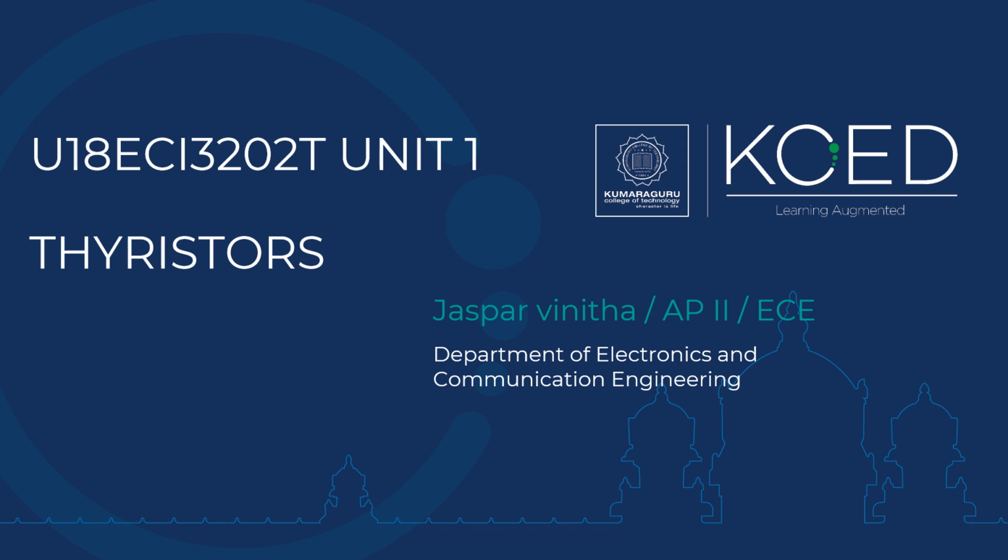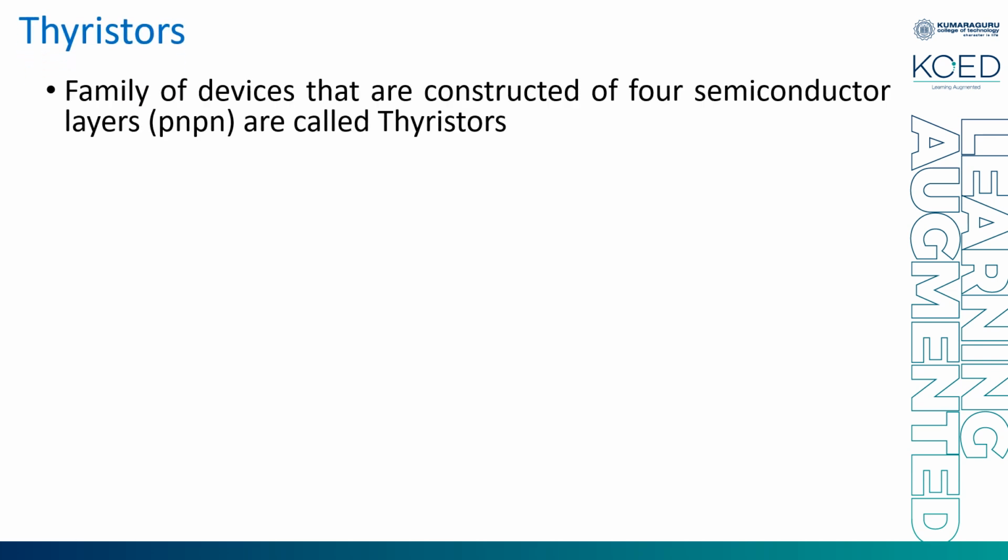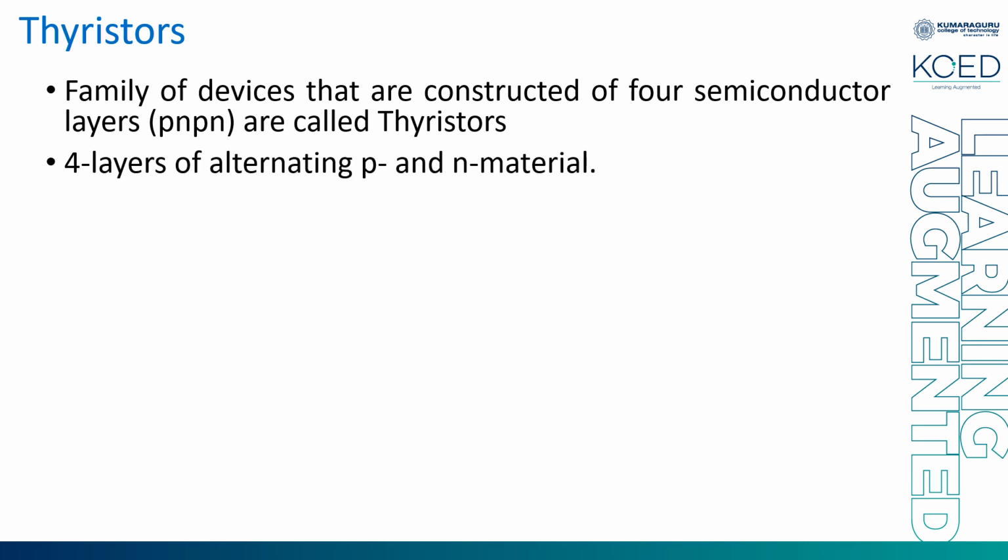The topic we are going to see is about thyristors. Thyristors are a family of devices that are constructed of four semiconductor layers. You have alternating p-type and n-type materials.